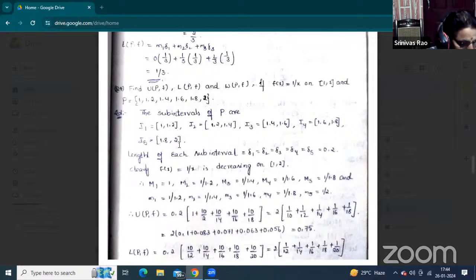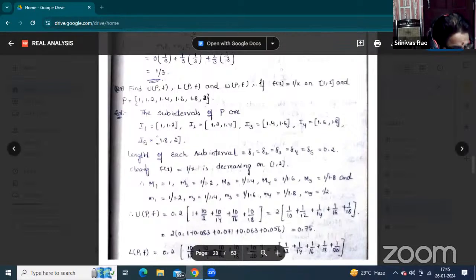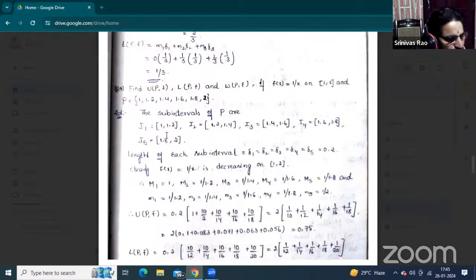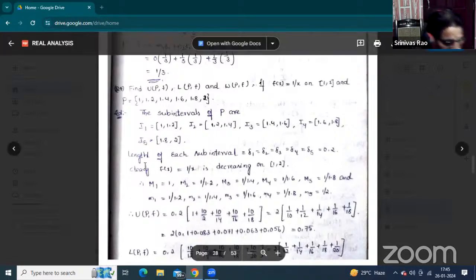So between 1 and 2, we are taking the difference between those partition points, just 0.2. That is the length of each subinterval: del 1, del 2, del 3, del 4, del 5. Every subinterval's length is denoted by del. The first subinterval length is del 1, the second is del 2, and mod I3 means del 3. Mod I4 means the length of the subinterval I4, that is also del 4. Mod I5 equals 0.2. So here is the length of the subinterval.